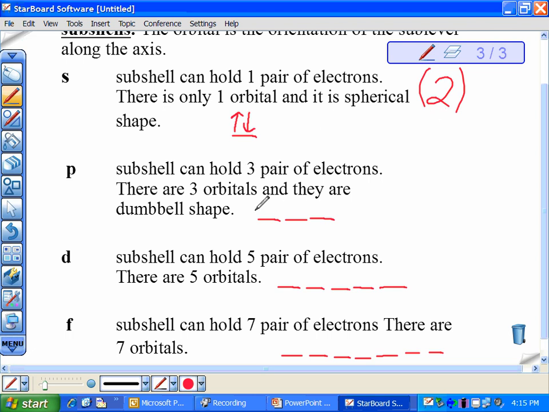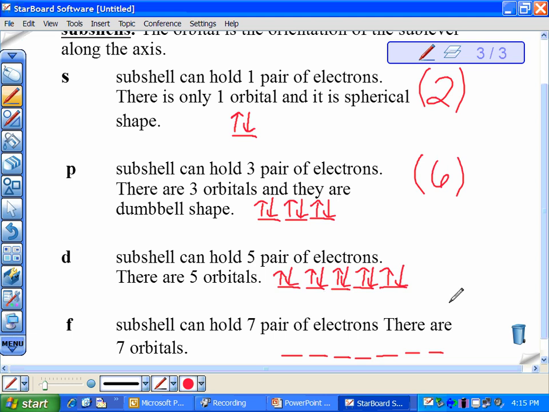So S can hold 2 electrons. P can hold 3 pairs, so I'm going to draw them like this. They actually spread out first, and then they come back and double up if necessary. So it's going to look like this. So the magic number for P is going to be 6. So S is going to be 2. P's are going to be 6. These can hold actually 10 electrons. And notice I'm spreading these out, and I'm doing this for a reason. They spread out, and then they come back in and fill.